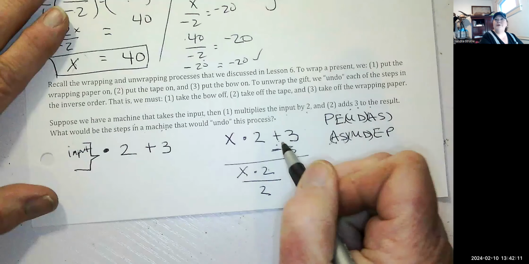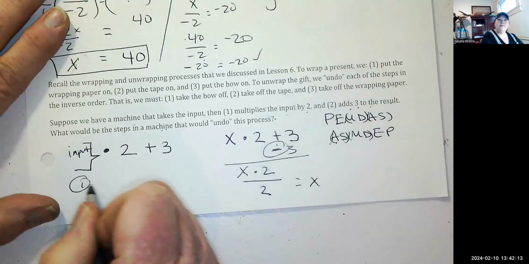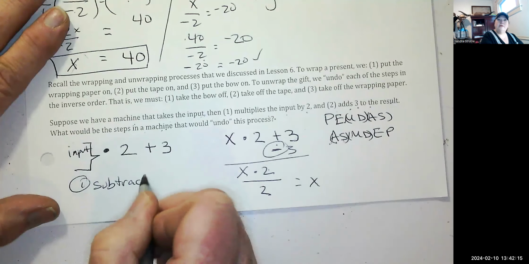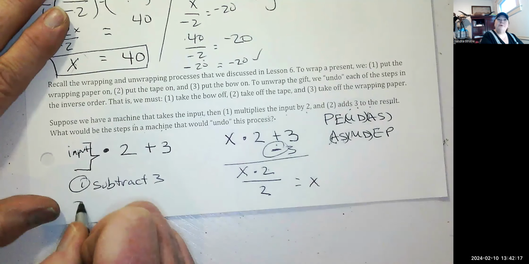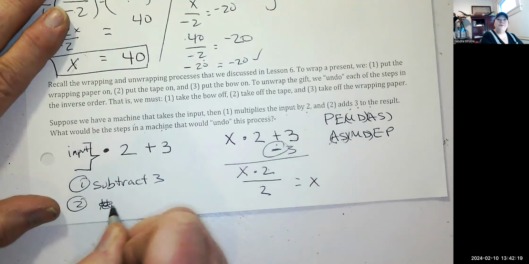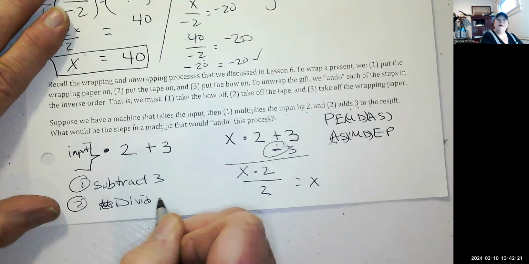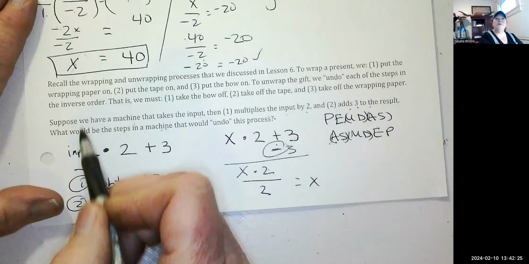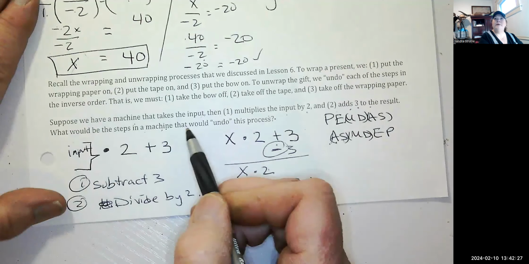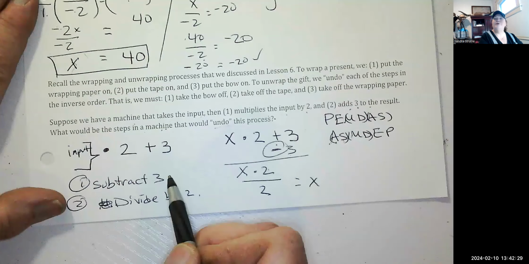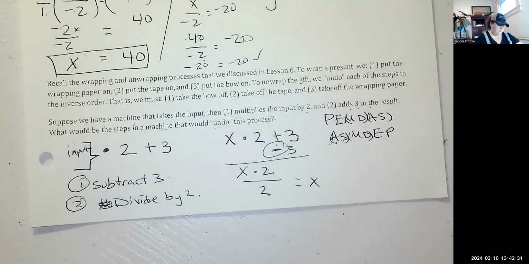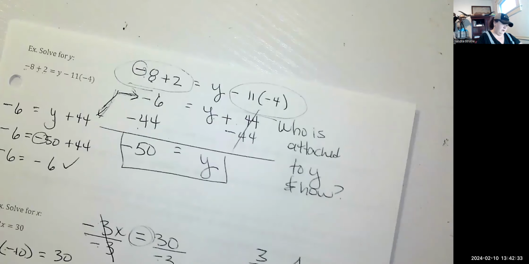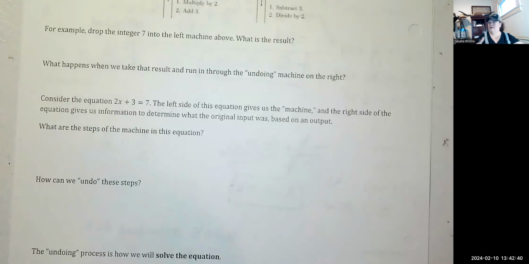So the first thing we would have to do is subtract 3. And the second thing we would have to do is divide by 2. So it says what would be the steps in the machine that would undo this process. These are the 2 steps in those orders. Okay. All right. So here's the process.